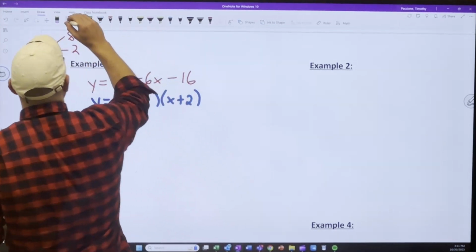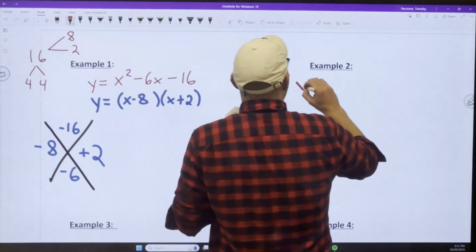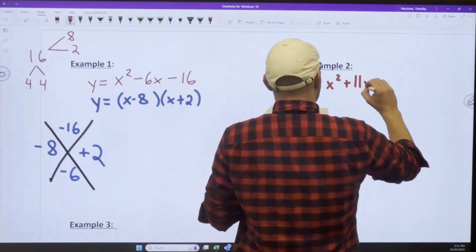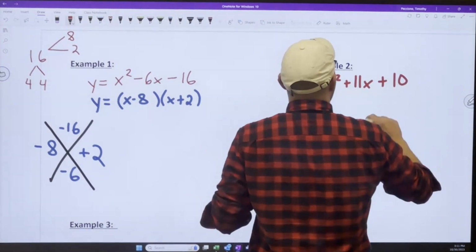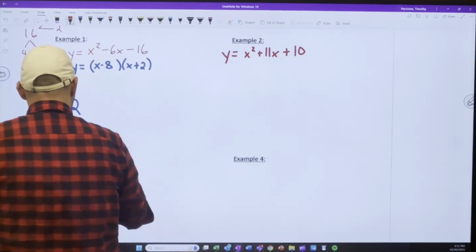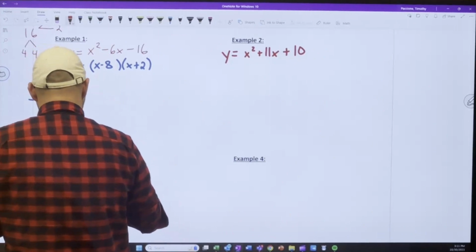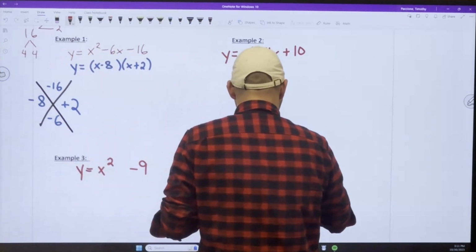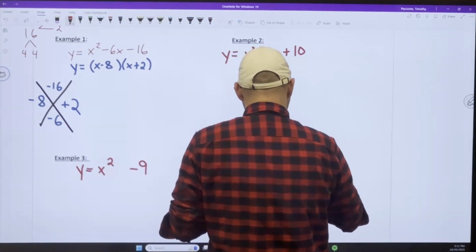Okay, next up. Y equals x squared plus 11x plus 10. And in fact, I'm going to give you 4 examples to work on. Y equals x squared. I'll stop talking that so as to not confuse you.